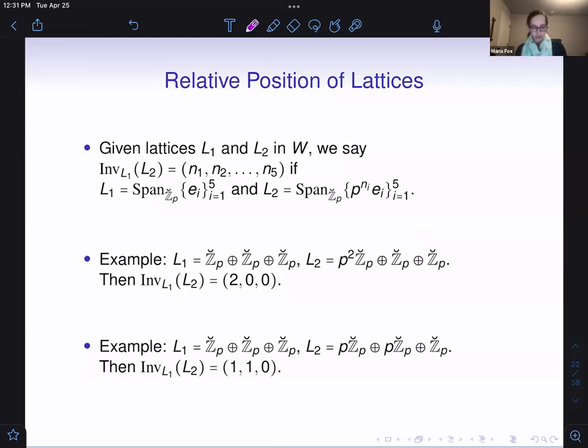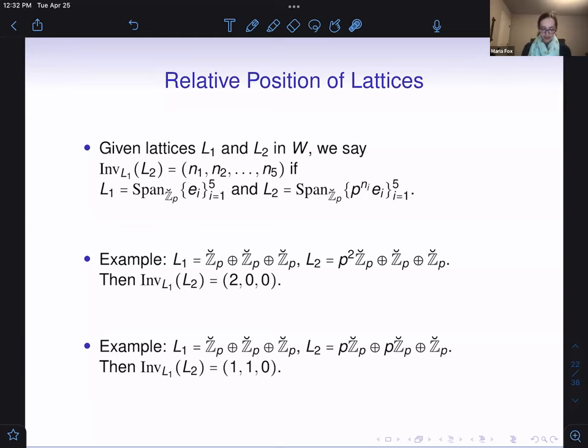We need one more piece of notation: the relative position. Given two lattices in any p-adic vector space, we can talk about their relative position invariant. It's not the same, but it's similar to the relative position we saw for flags. So we say L2 has relative position compared to L1, given by a tuple of 5 integers, if there's some basis of L1 such that L2 is the span of those basis vectors just scaled by these powers of our uniformizer. It's not that L1 and L2 are somehow special; that will actually always happen. We can always find a sort of diagonal basis. It's recording the powers we need in this diagonal basis.